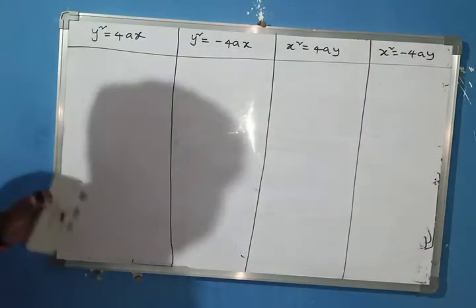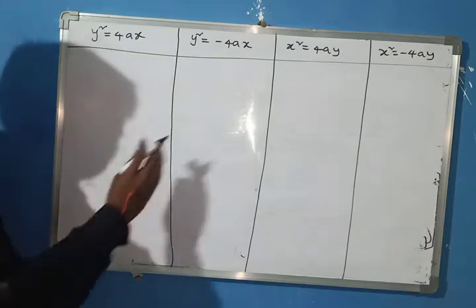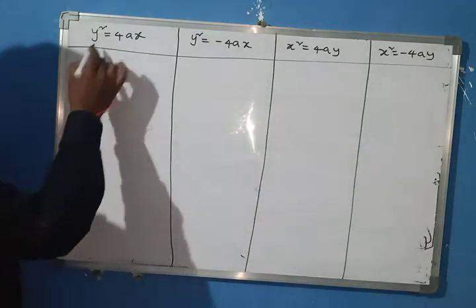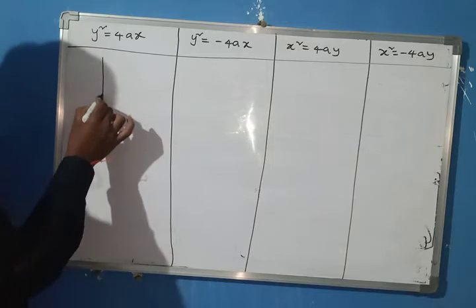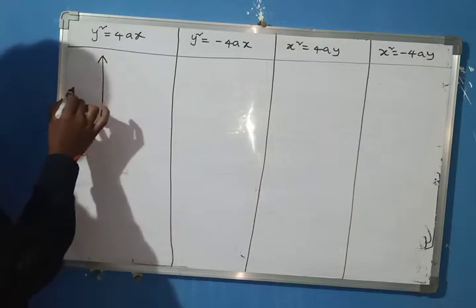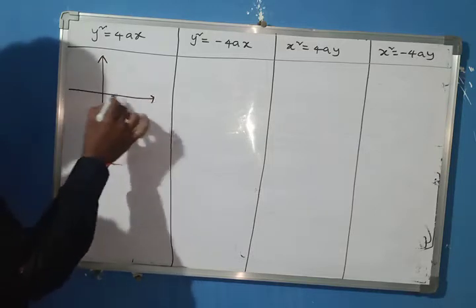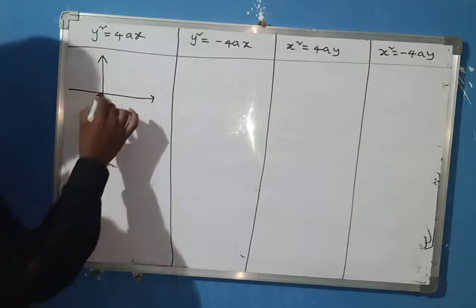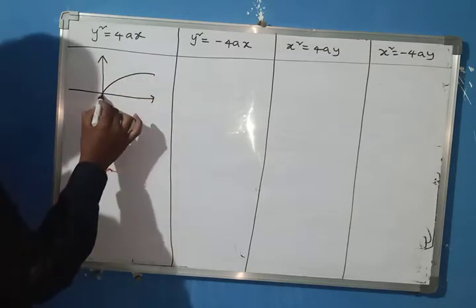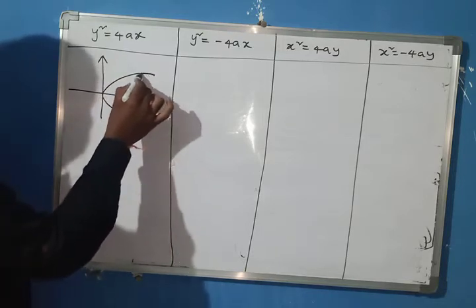Please see every point. Once you get the first one, the remaining 3 are very simple. It is y square equal to 4ax. That curve is parallel to the positive x-axis. This is the curve of the parabola.